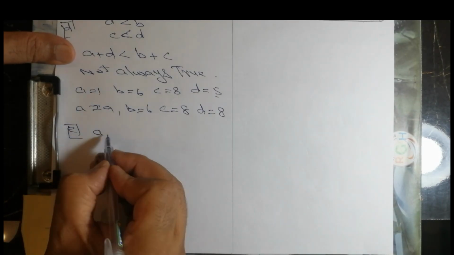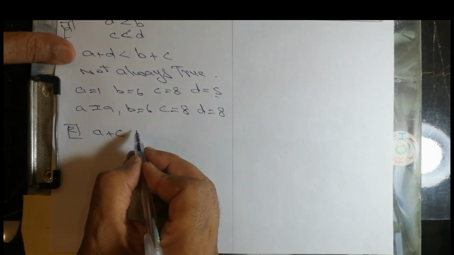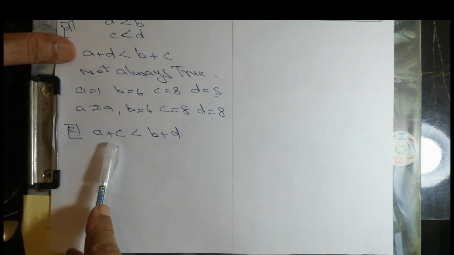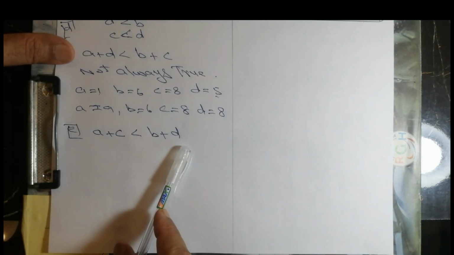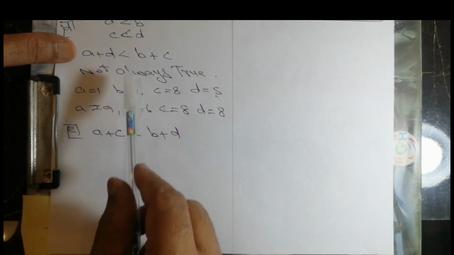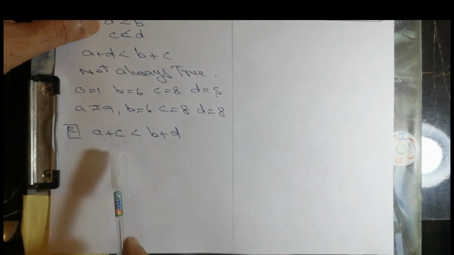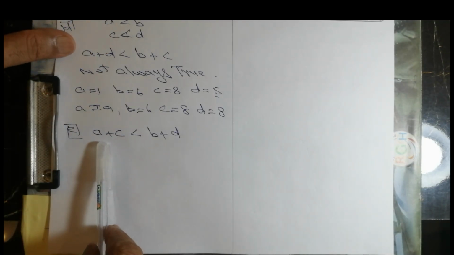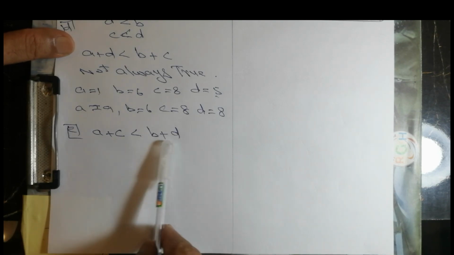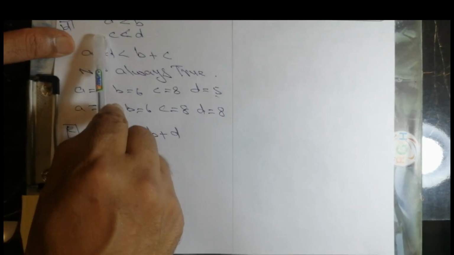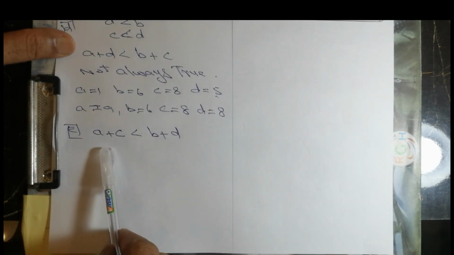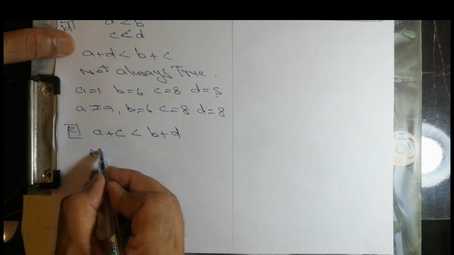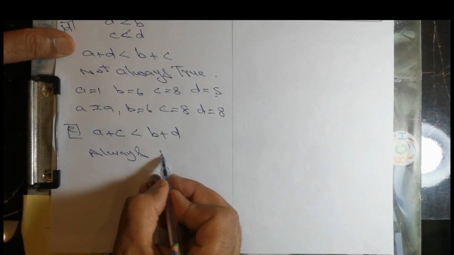A plus C less than B plus D. So A plus C less than B plus D. Again, you see that if we sum the lesser side, the sum of smaller values will always be less than the sum of the bigger values. These two are bigger values, these two are smaller values, so their sum will be less. So it is always true.